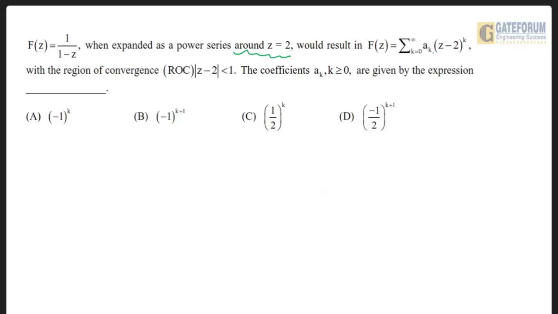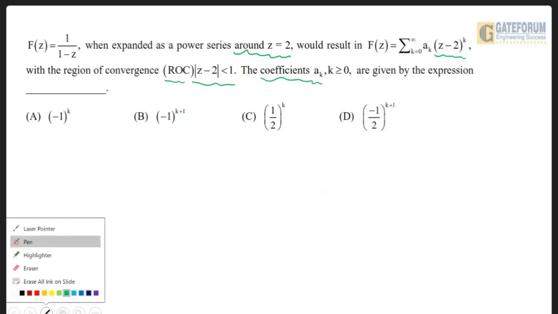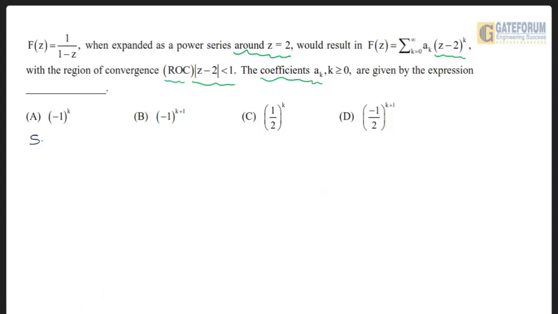So that is one. That's why when you expand, giving k as 0, 1, 2, 3, you will be getting powers of z minus 2 only. This is the ROC also given. Now they are asking for the coefficients ak. Okay. Solution.